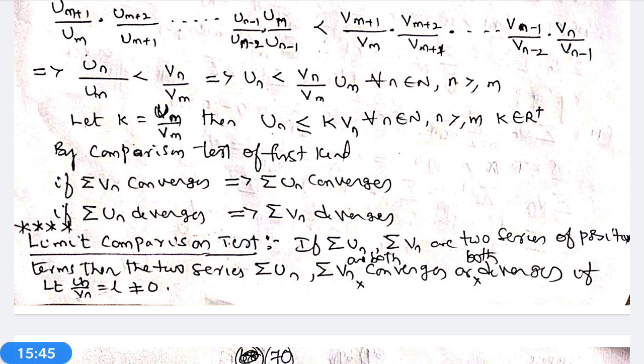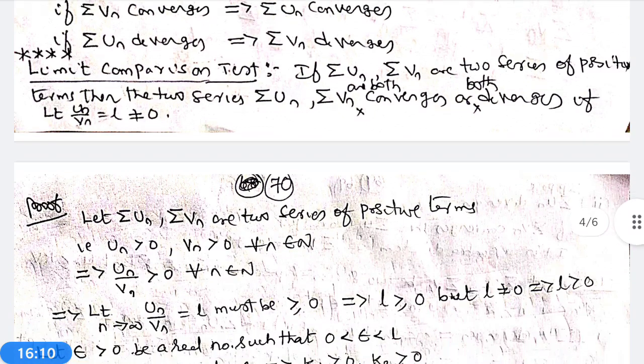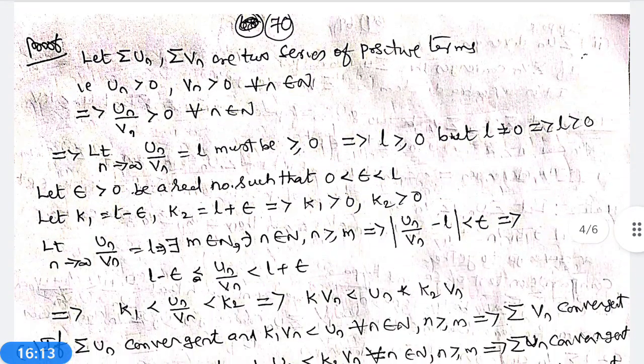Once again, if Σun and Σvn are two series of positive terms and the limit as n tends to infinity of un/vn is equal to L, not equal to 0, then, first, if Σun and Σvn converge, or if Σun or Σvn diverge, both behave alike. Now we go to prove the result.